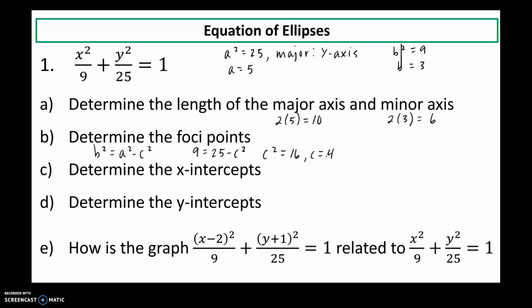Now my foci have to lie on my major axis. So on my major axis, since it's vertical, my y values are changing. So the x coordinate of my center remains 0, and I probably should have started there. The center is 0, 0. Now, from my center, my y value of 0, I'm going up and down 4 units to get to my foci. So my x-intercepts occur when y is equal to 0. So when y is equal to 0, my resulting equation would be x squared equals 25. So I get x is equal to plus or minus 5.